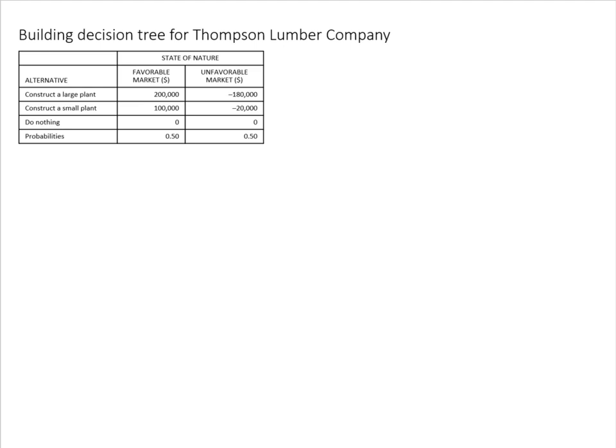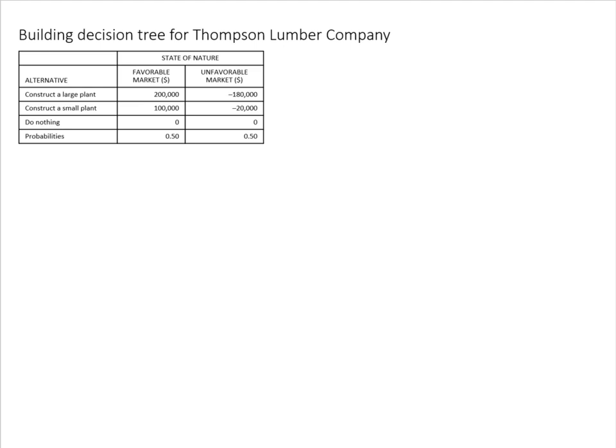The key is to build the tree from left to right following the sequence of events. The events we're interested in are decisions and uncertainties. The sequence of events is the sequence in which events unfold. In other words, all we need to do is to think about what's next. If you recall the story I told you, you will notice that the first event the company encounters is to decide on the type of plant to build. That means the first event is a decision.